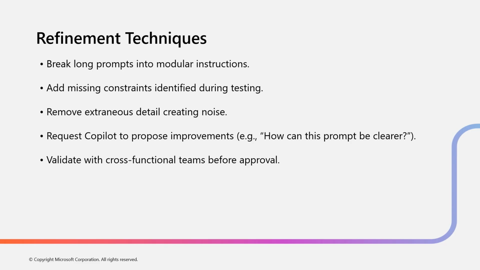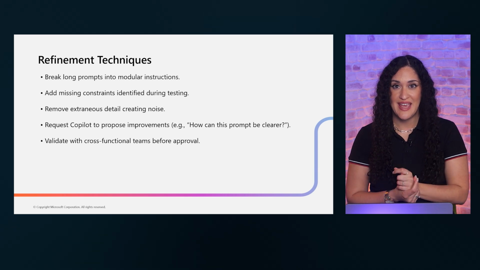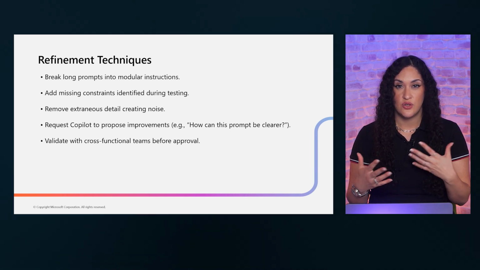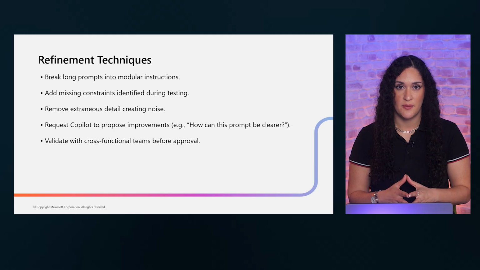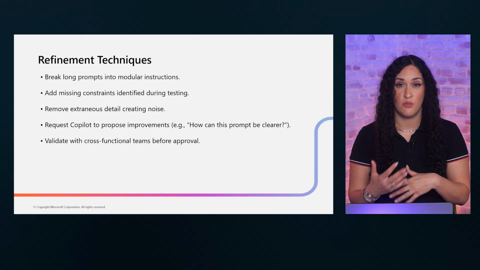Refinement is where good prompts become great prompts. Here are a few techniques to apply. Break long prompts into modular instructions. Smaller, focused components are easier to test and maintain. Add any missing constraints you discovered during testing. Remove extraneous detail that creates noise and confuses the model.